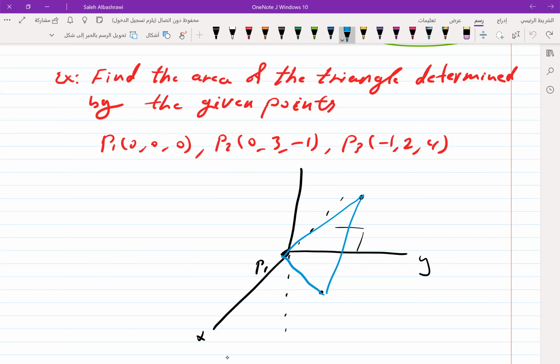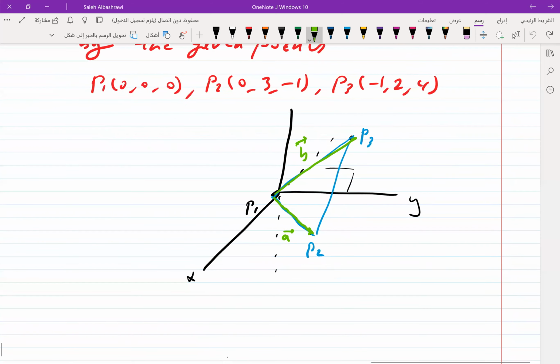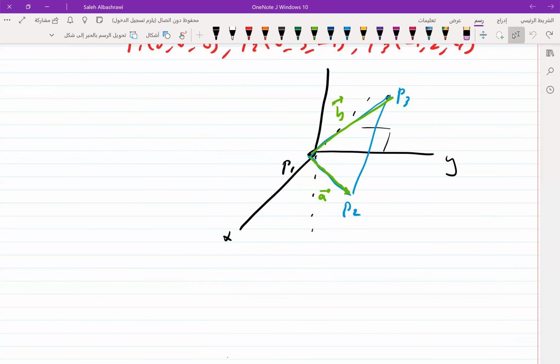To find the area of this triangle, we just need to form 2 vectors. I have B1, B2, and B3. All we need is to construct 2 vectors that will be two sides of the triangle. So I will have B1 to B2, let me call it vector A, and B1 to B3. Let's form the 2 vectors, then just find the cross multiplication to find the area of the triangle.